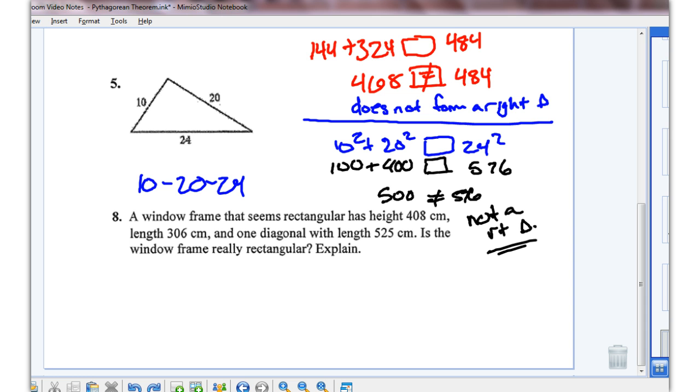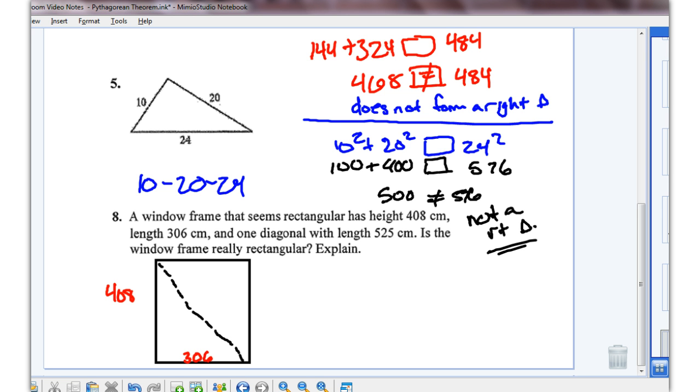So we have a height of 408, so it's taller and not quite as wide. So we have 408 and 306. And one diagonal's length is 525. So just one of the diagonals here. Again, in a rectangle, both of them are the same. So one diagonal is 525. And they said, is the window frame really rectangular?